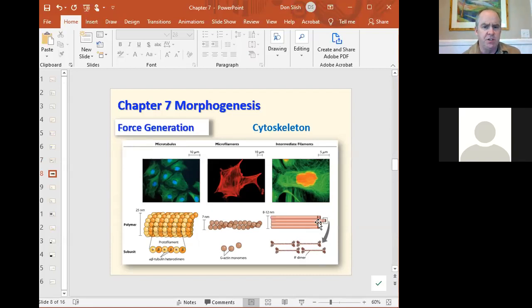So we've got three different types of proteins involved in the cytoskeleton that are going to be important in force generation. Less so your intermediate filaments. They're not really used in force generation. They're going to respond to and absorb some of the forces that go on when things get stretched, but they're not actively generating any force. But you've got your microtubules and your microfilaments, and they will be involved in movement and force generation.